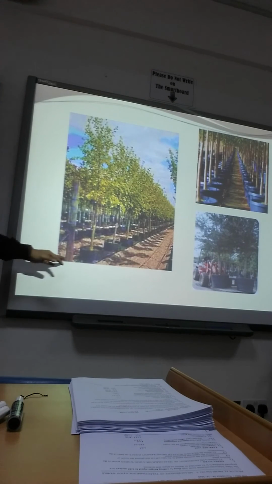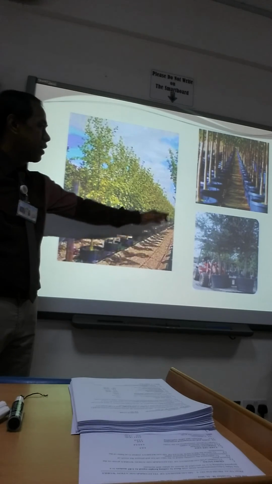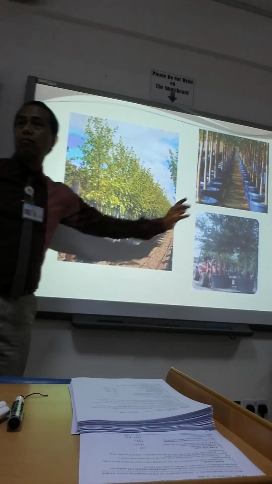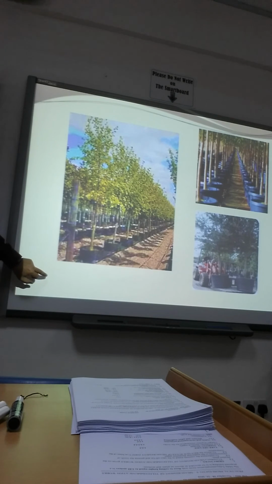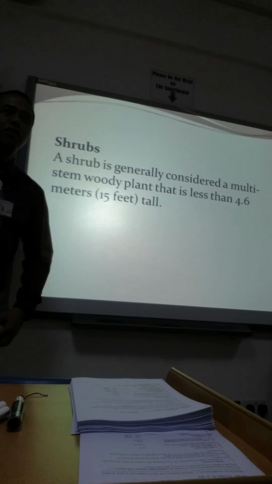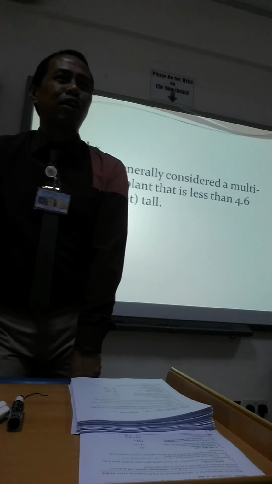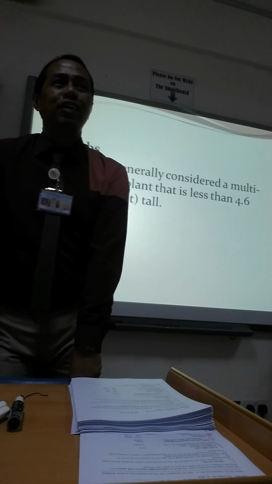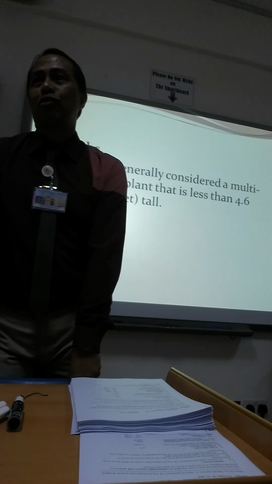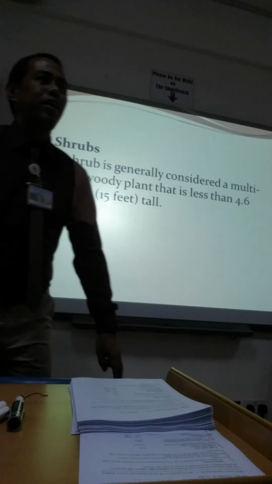Okay, therefore these are trees that have been planted in the nursery in containers. Shrub. A shrub is generally considered a multi-stem woody plant that is less than 4.6 meters. Meaning, it is not yet a tree. Okay, if it does not exceed 4.6 meters, it is still called a shrub. That is the difference between a shrub and a tree.